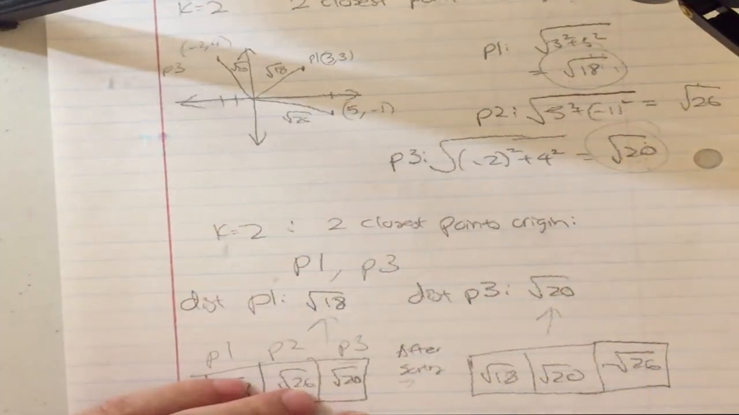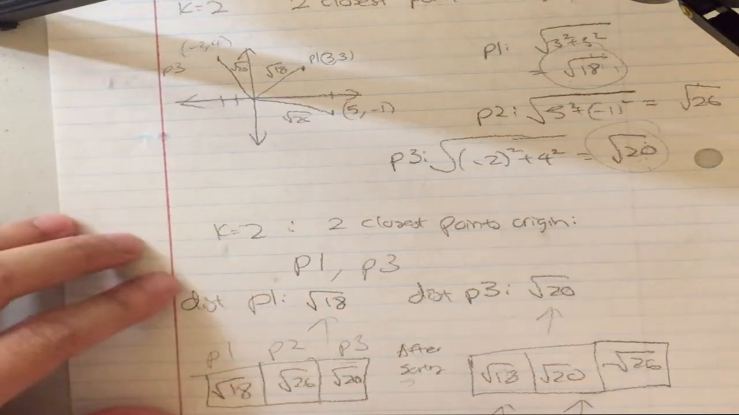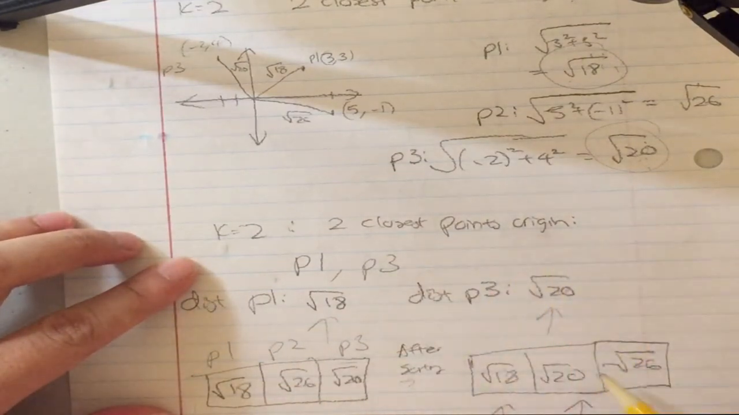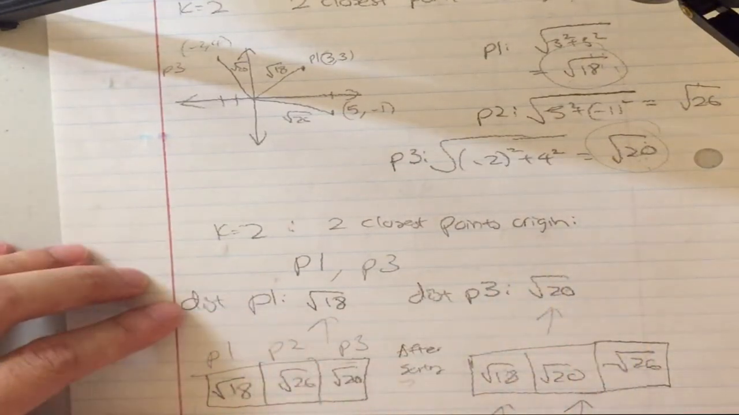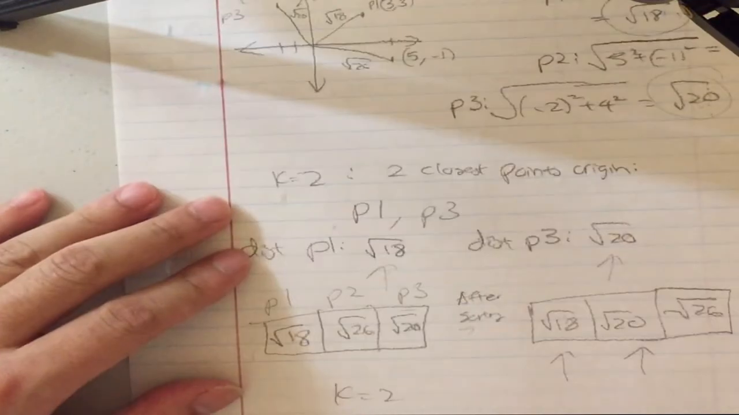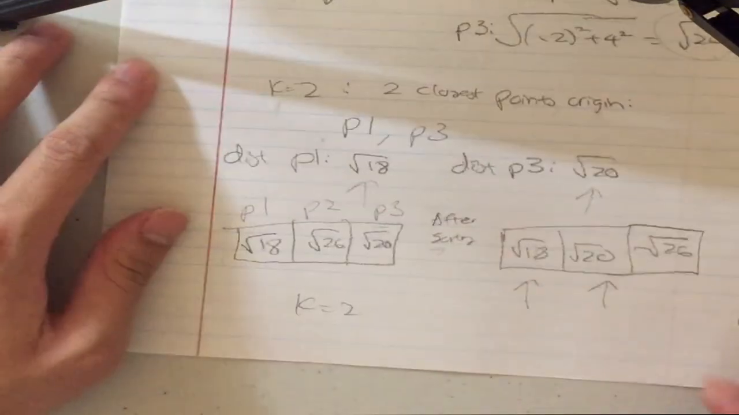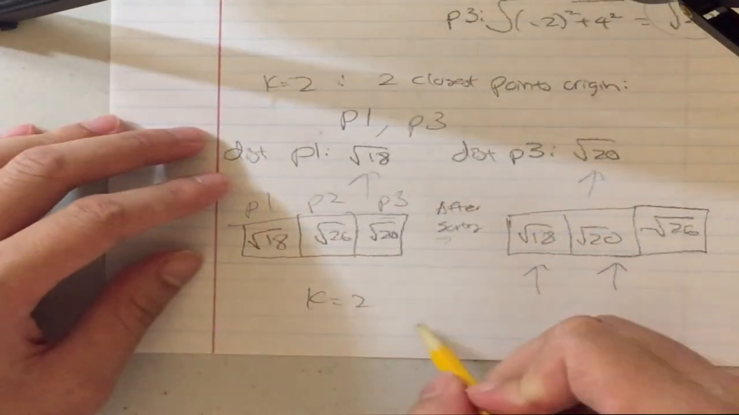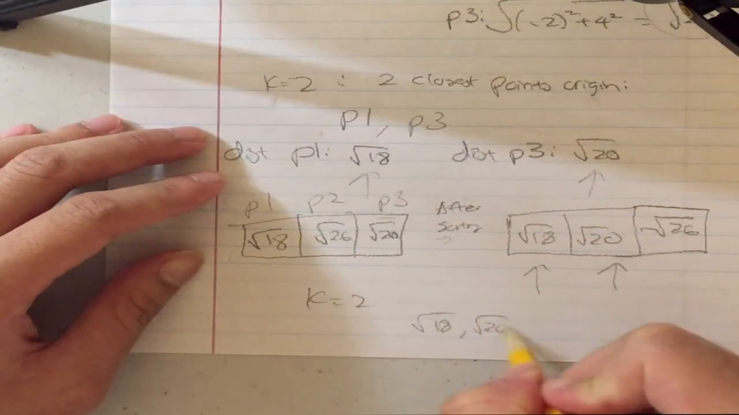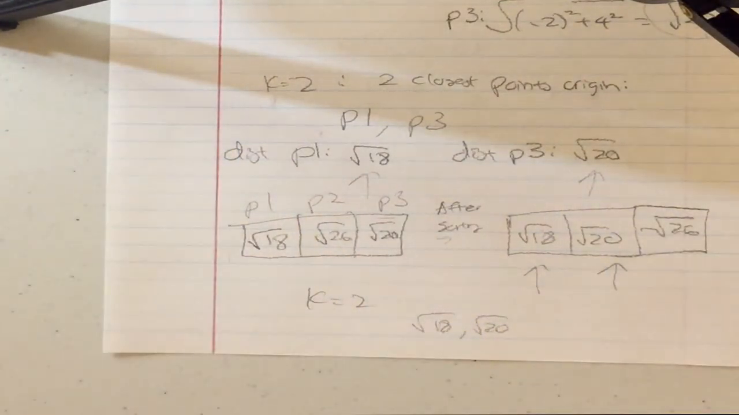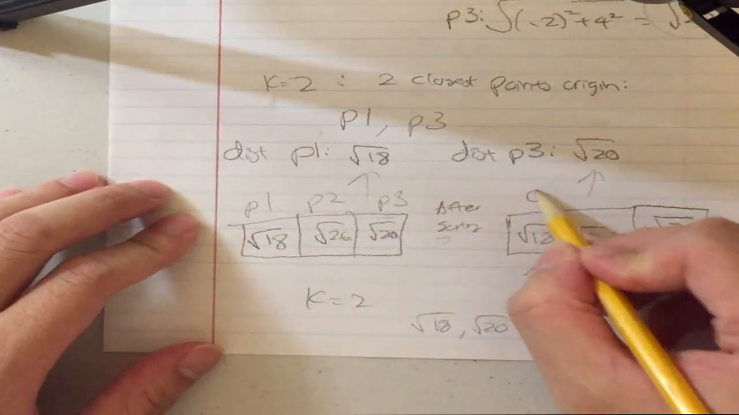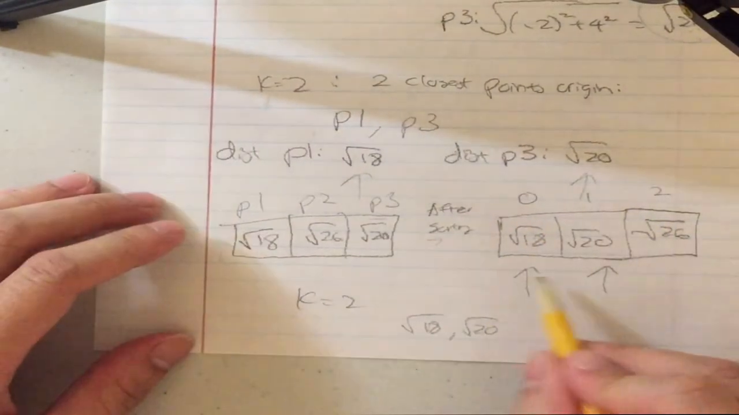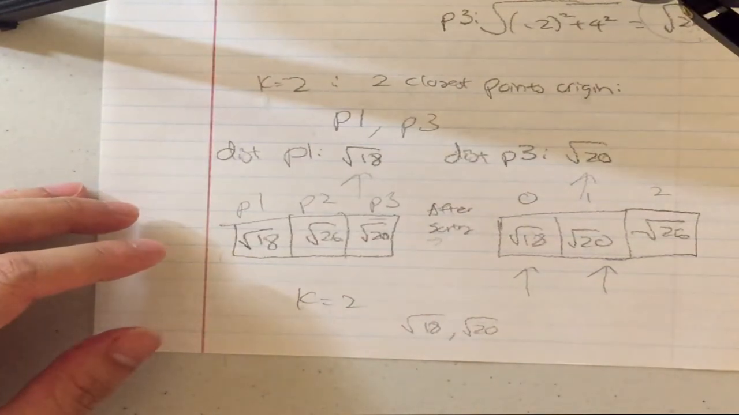So the corresponding values, if I want to find the two closest points to the origin, are the smallest values in our array after sorting. Whoops, yeah, hope you guys can see it. I can't see it from here, but that would be square root of 18 and square root of 20. So if we put all the values into an array and then sort it, and iterate from index 0, 1, 2, we would get the right values.